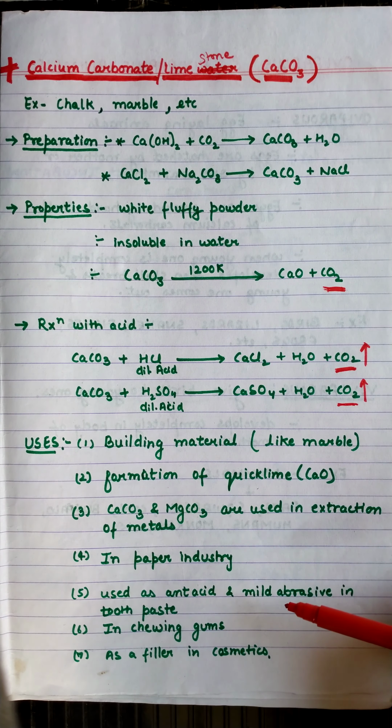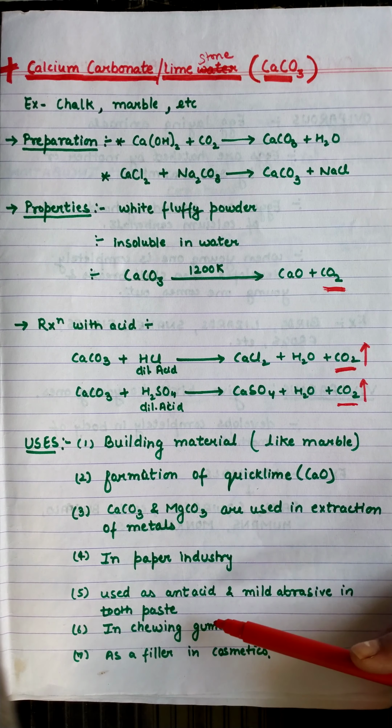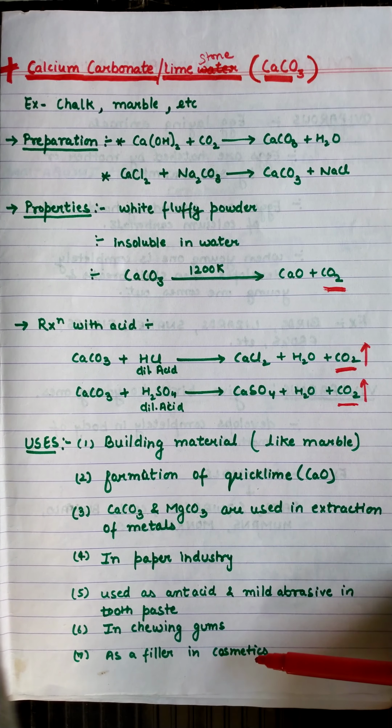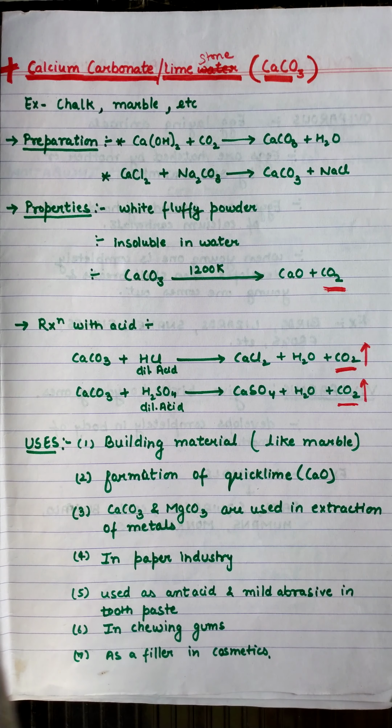a mild abrasive in toothpaste. In toothpaste also they are used as a constituent to decrease the acidity of the mouth. Next, it is used in chewing gums as a constituent, as well as calcium carbonate is also used as a filler in cosmetics. So in the cosmetic industry also it is used as a filler.